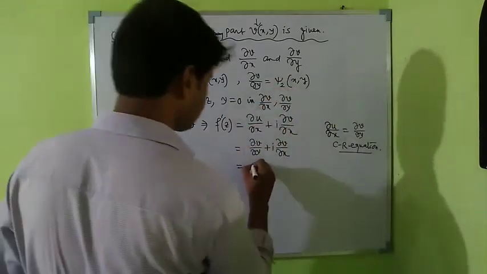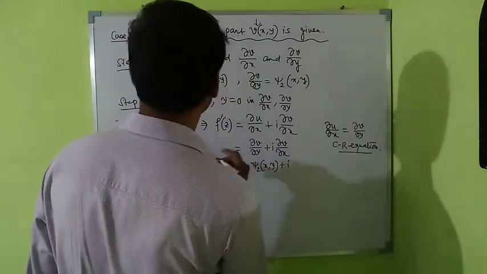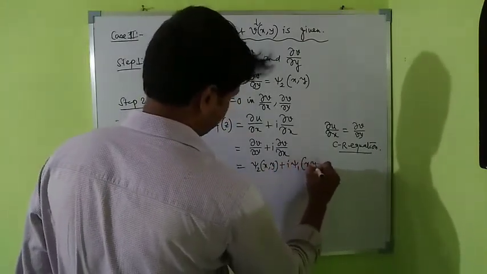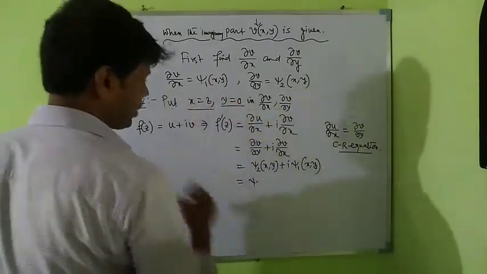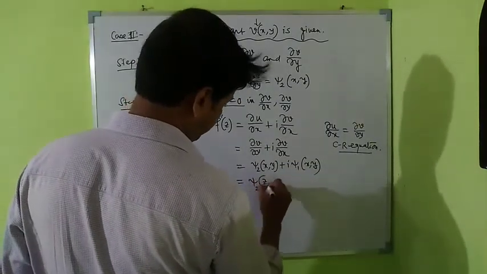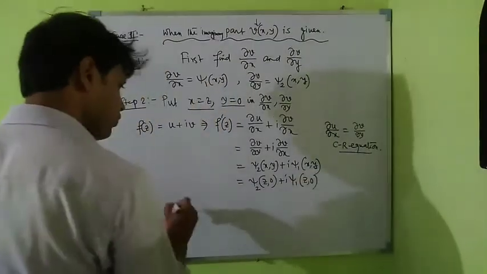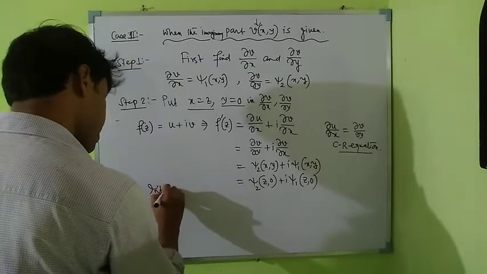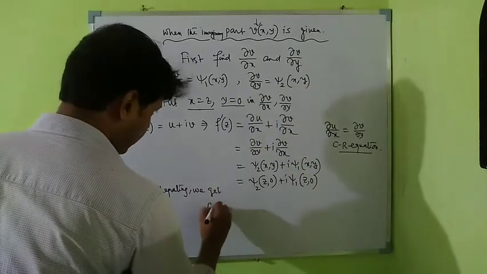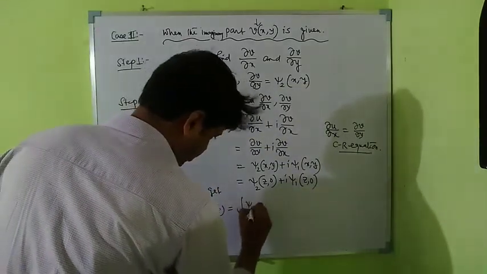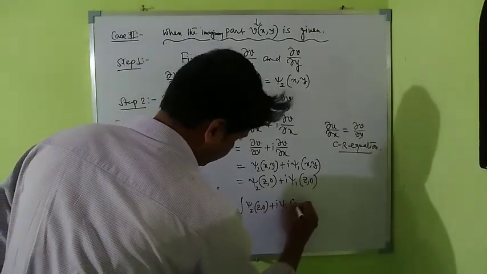So del v/del y is equal to psi 2 (x, y), and del v/del x is equal to psi 1 (x, y). Putting x equals z and y equal to 0, we get psi 2 (z, 0) plus i psi 1 (z, 0). So integrating, we get f(z) equals the integration of psi 2 (z, 0) plus i into psi 1 (z, 0).